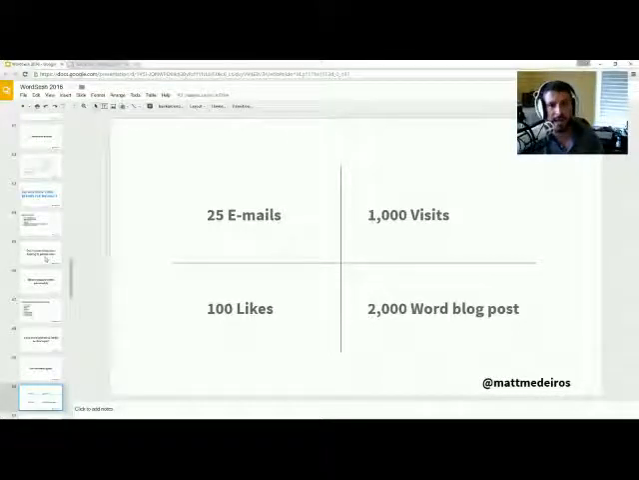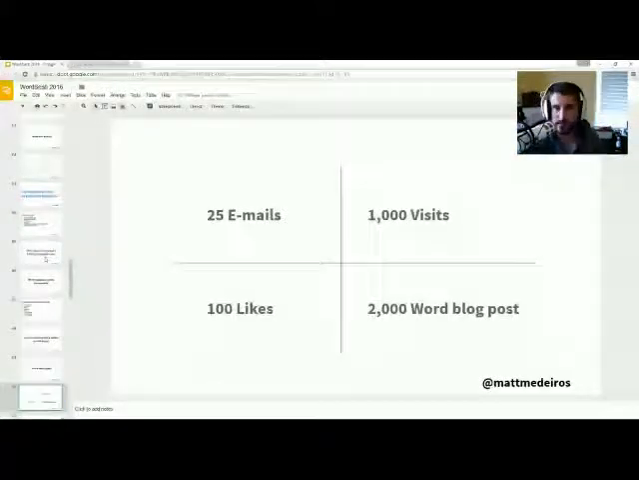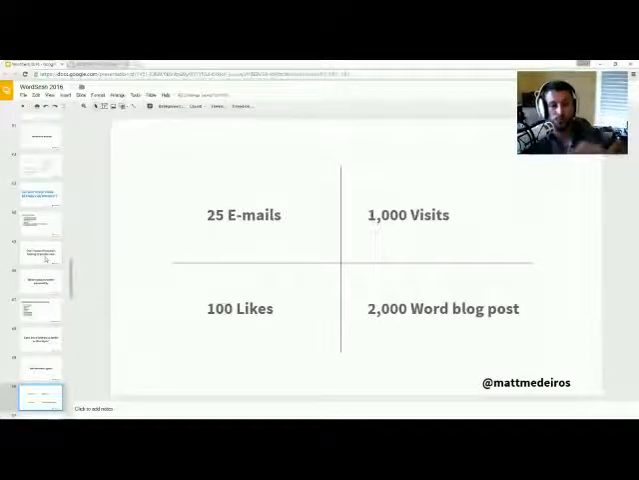It's very important to have these goals, as basic as they might be, right? What is it to you? Is it 25 emails on a newsletter sign up, 25 people who are interested, 1,000 visits to a promotional sales landing site, 100 likes on a Facebook page, or simply a 2,000 word blog post that you wrote up, outlining the idea, and you notice that it got a lot of retweets, or maybe a lot of people commented on it, right?